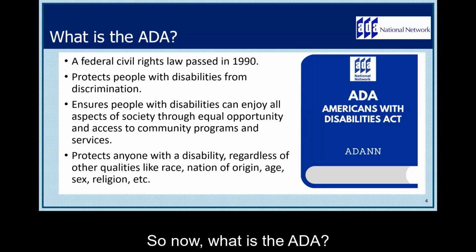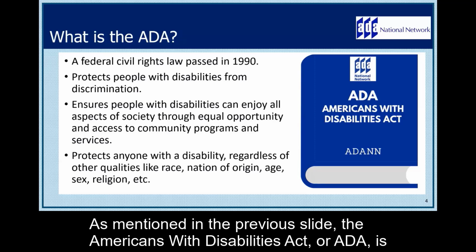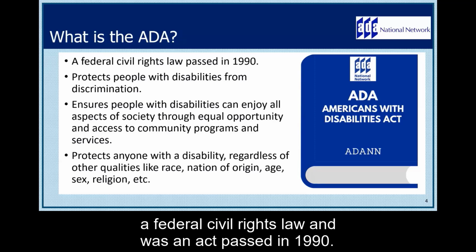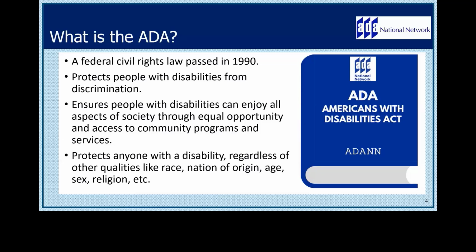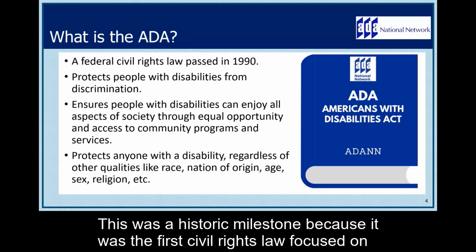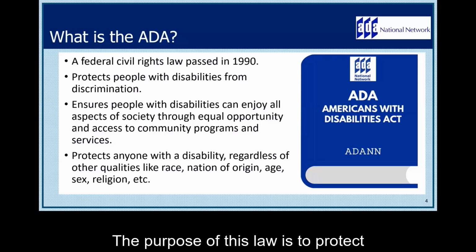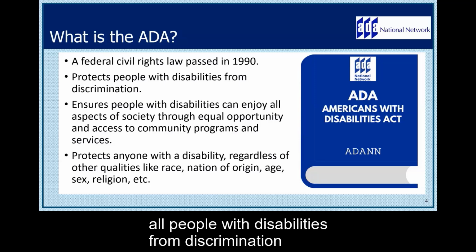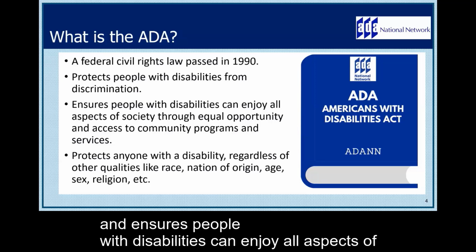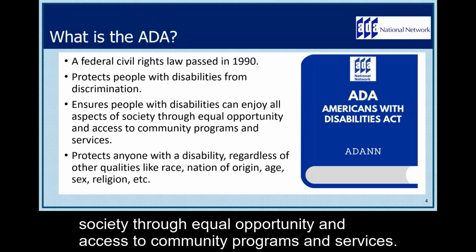Thank you, Mariana. So now, what is the ADA? As mentioned in the previous slide, the Americans with Disabilities Act, or ADA, is a federal civil rights law and was an act passed in 1990. This was a historic milestone because it was the first civil rights law focused on people with disabilities. The purpose of this law is to protect all people with disabilities from discrimination. It ensures people with disabilities can enjoy all aspects of society through equal opportunity and access to community programs and services.